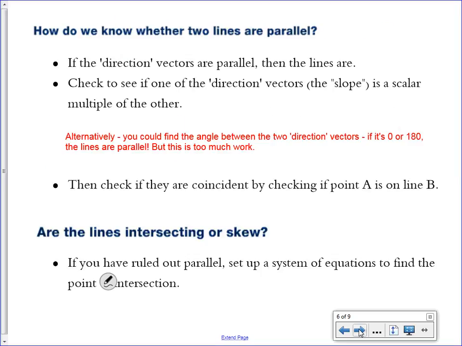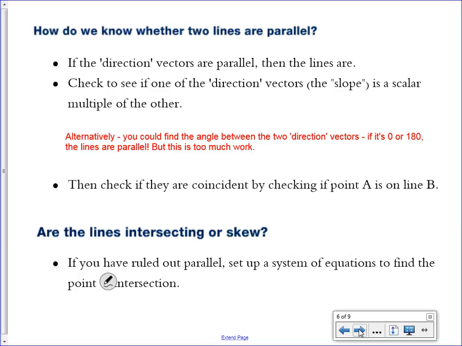There's a lot of information on this slide. The examples on the next few slides will make this a little bit clearer, but we can talk through it here. So first we want to know, how can I check if 2 lines are parallel if they're given to me as vector equations? If the direction vectors are parallel, then the lines are parallel. And what we know about parallel vectors is that one is a scalar multiple of the other.